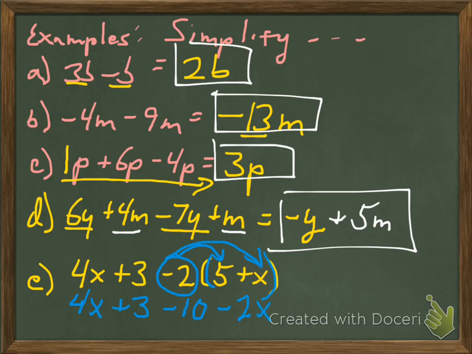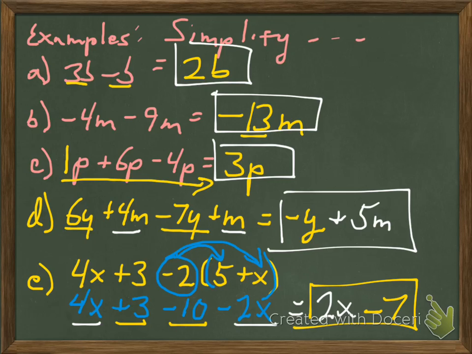Now I can go through and identify like terms. 4x and negative 2x. 4x minus 2x is just 2x. And plus 3 minus 10. Again, that's positive 3 plus a negative 10. They're different signs, so we're going to find the difference, which is 7, and we're going to keep the sign of the larger value, which in this case was the 10. So we get 2x minus 7. And so this one was an interesting combination of both the distributive law from the previous lesson and what we just learned about combining like terms.